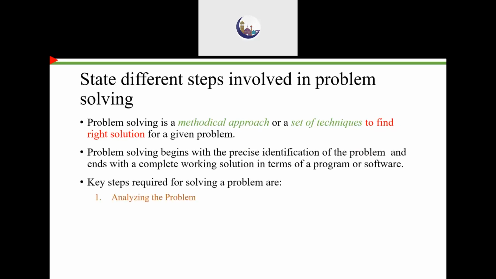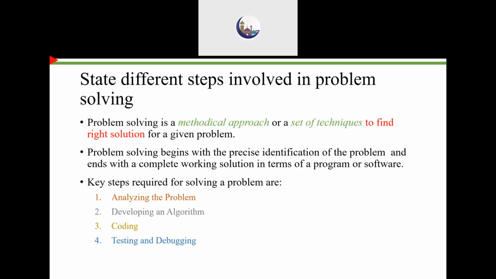So problem solving is nothing but a methodological approach or a set of techniques to find the right solution for a given problem. We have seen various steps that are required in solving a problem. There were basically four steps that were needed. First one was analyzing the problem thoroughly, getting clarity about what the problem is. Next, developing an algorithm, that means a strategy, a plan to resolve the issue.